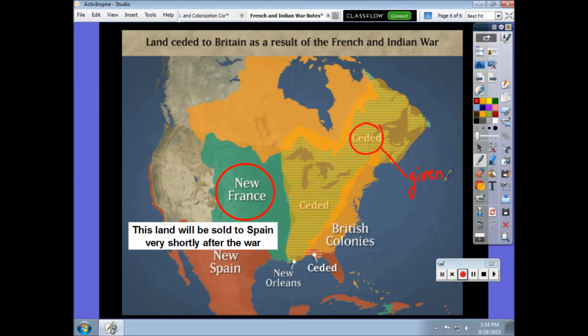But now look how large the territory is that Britain owns. It is everything from the East Coast all the way to the Mississippi River and all the way into Canada. And notice how it stretches all the way over here in Canada. Not that there's any British over there, but they're going to claim that land, that direction.